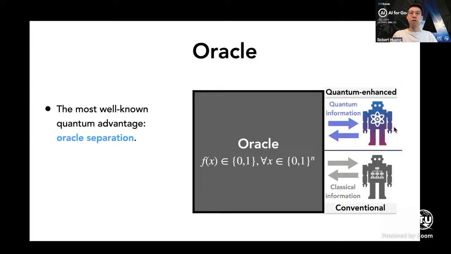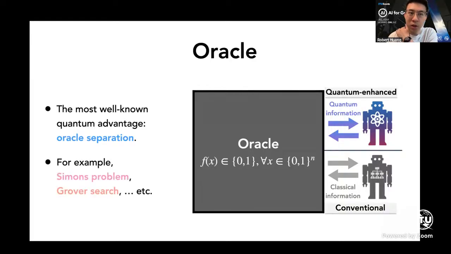On the other hand, in quantum oracle complexity theory, people study what kind of advantage one could get when we have a quantum computer that can access the oracle coherently. For example, it can put in the inputs in superposition, possibly entangle with itself, and then retrieve the output coherently. This gives rise to the most well-known quantum advantage, known as oracle separation. A lot of the well-known quantum algorithms and quantum speedups come from this setting, such as Simon's problem and Grover search. In Grover search, we get a quadratic speedup in finding a marked element. In Simon's problem, we get an exponential quantum speedup in figuring out an unknown period.